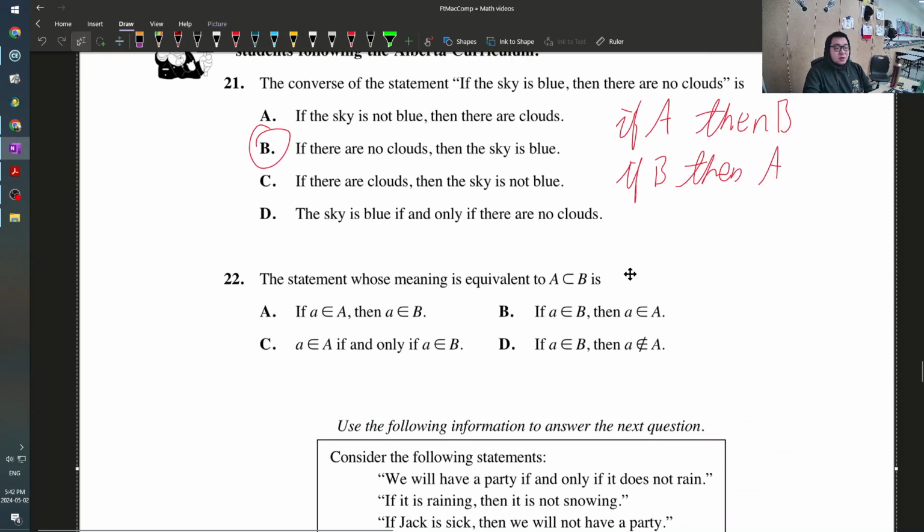The statement whose meaning is equivalent to A is a subset of B. So if x is an element of A, then x is an element of B. A is an element of A if and only if A is an element of B. This is not correct because that just means every element in B is an element of A. If A is an element of B, then A is an element of A. This is not correct because this is like B is a subset of A. It's reversed. If A is an element of B, then A is not in A. If some elements in A need to be in B, but any element in B cannot be in A, that means it is disjoint instead. So the answer is A.